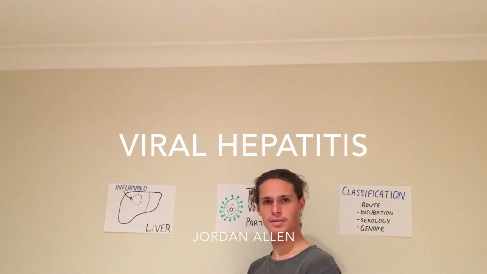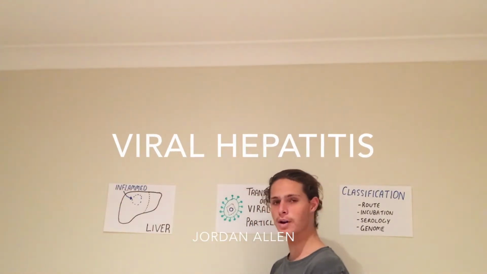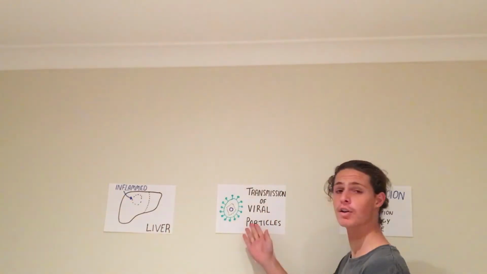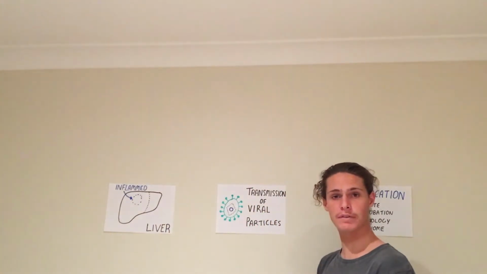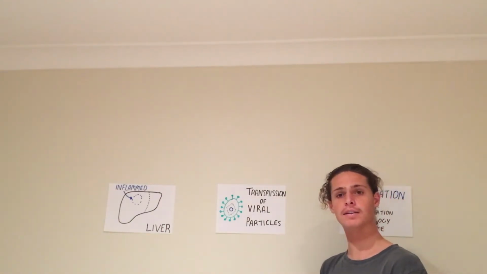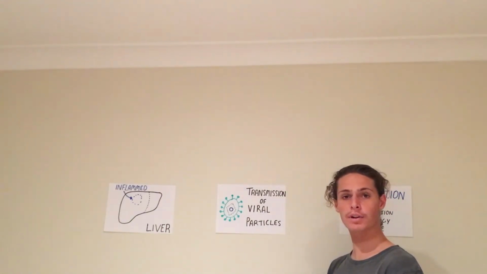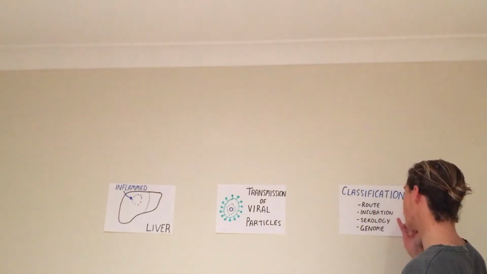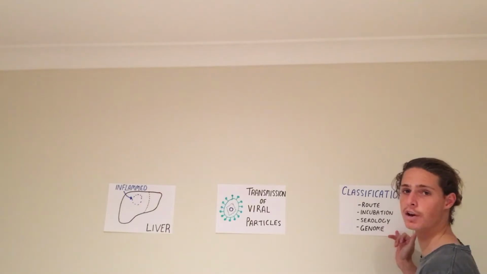Viral hepatitis. What is it? Well, basically, viral hepatitis is the inflammation and damage to the liver resulting from the transmission of viral particles. More specifically, viral hepatitis is classed into 5 categories: A, B, C, D, and E, with classifications based on factors such as route of transmission, incubation period, serology profiles, and viral genome.